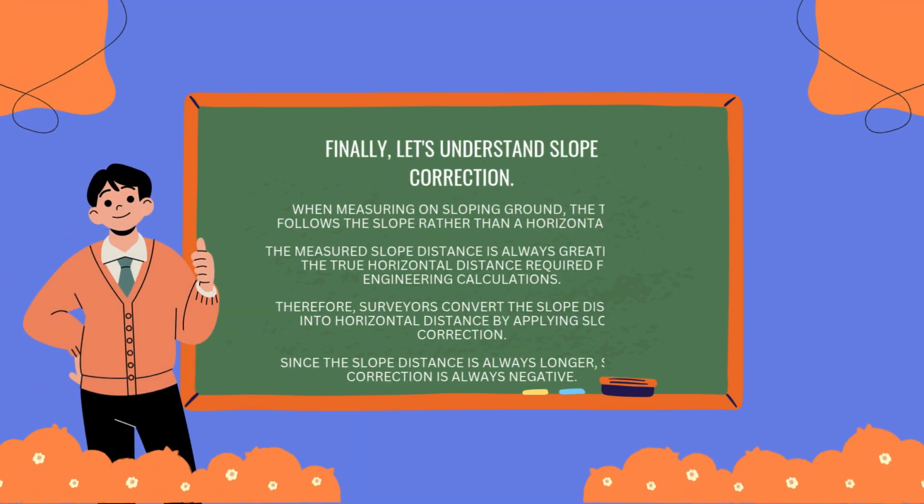Finally, let's understand slope correction. When measuring on sloping ground, the tape follows the slope rather than a horizontal line. The measured slope distance is always greater than the true horizontal distance required for engineering calculations. Therefore, surveyors convert the slope distance into horizontal distance by applying slope correction. Since the slope distance is always longer, slope correction is always negative.